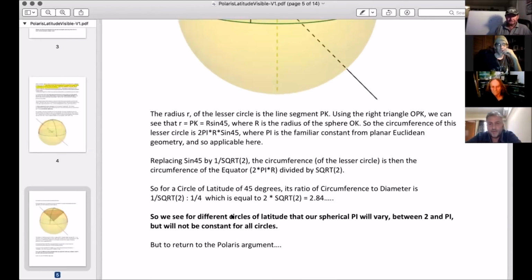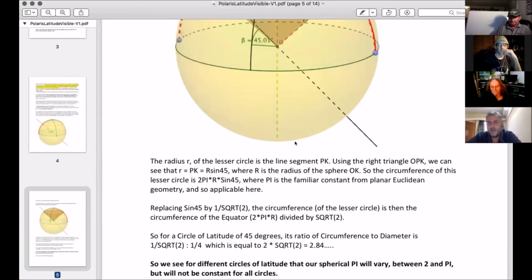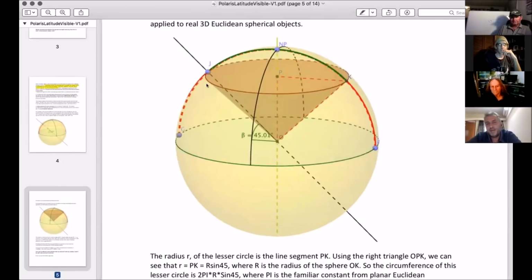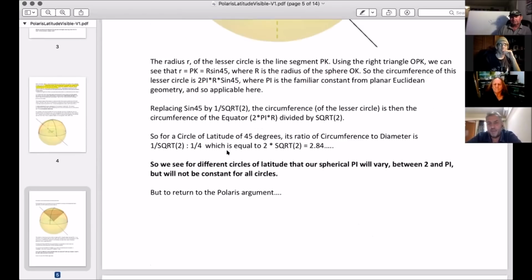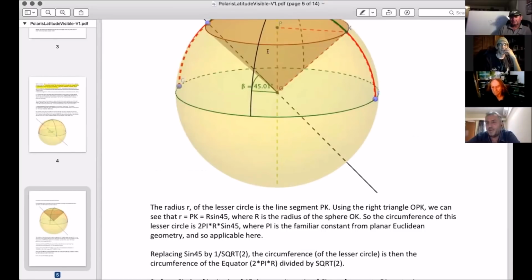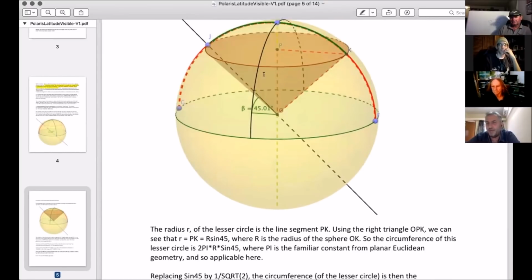So for different circles of latitude, your spherical pi will change. For example, if I take this latitude circle up here and I want to know the diameter of that circle, then the diameter is from the point K up over the North Pole down to J, right? That is the diameter of that circle of latitude on the sphere. And in this case, it works out to 2.84. So it's constantly changing depending on your circle of latitude. Pi constantly changes on a sphere.